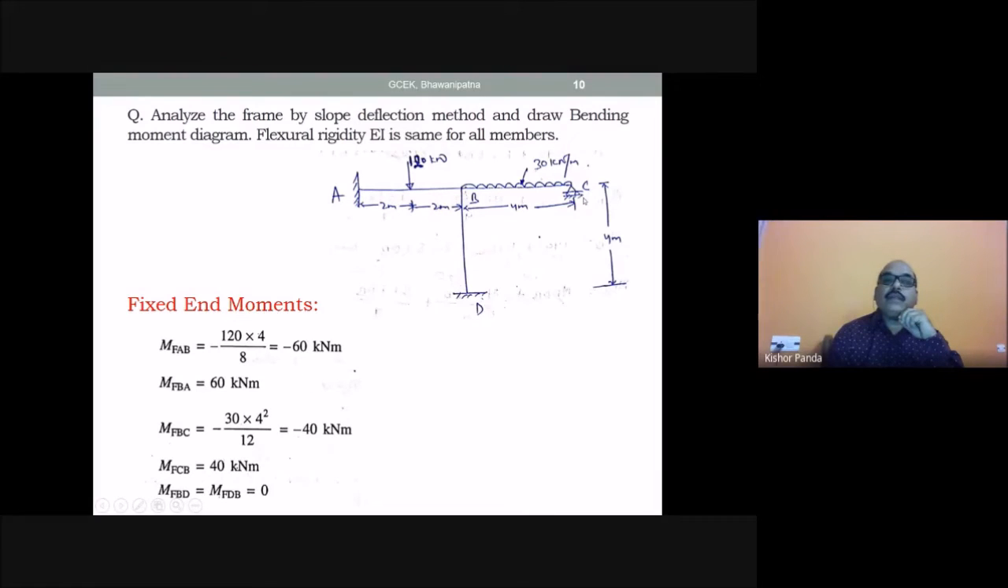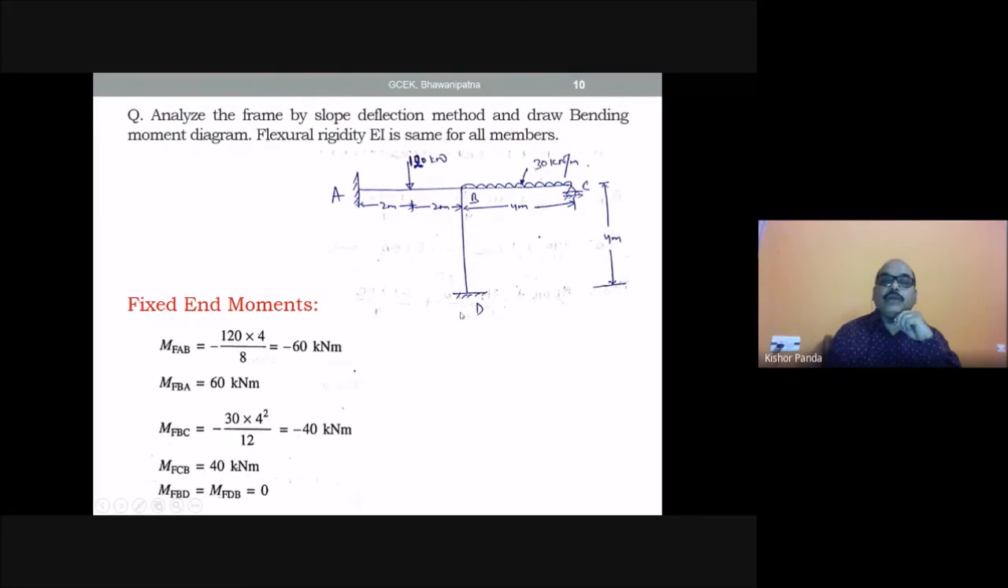Then find out the moment MFBC and the moment MFCB. MFBC, due to UDL, so what is the fixed end moment BC? Minus WL square by 12. Here W is equal to 30, L is 4. So minus 30 into 4 square by 12. So this is equal to minus 40 kilonewton meter. Then MFCB is equal to plus 40 kilonewton meter.